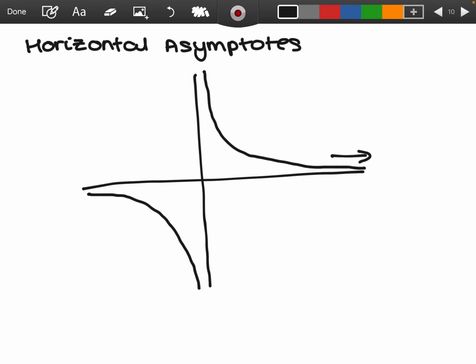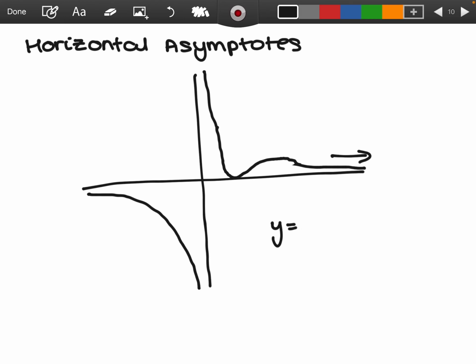You may find with some of these problems that you end up with a graph that will look something like this, where it may touch that horizontal asymptote at some point and then carry on. Okay, that's fine. It's just going to cross it at certain points. But the main point of our horizontal asymptote is to show us that end behavior. What happens as x goes towards infinity and x goes to negative infinity.